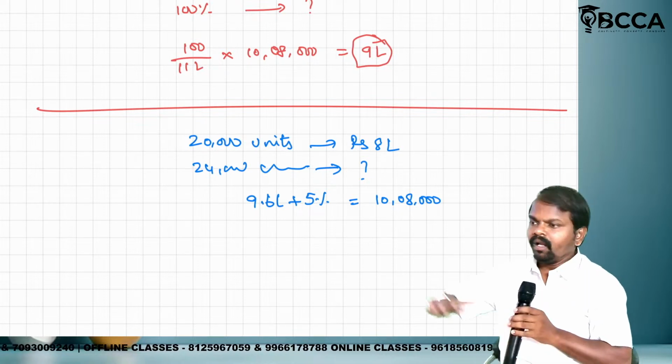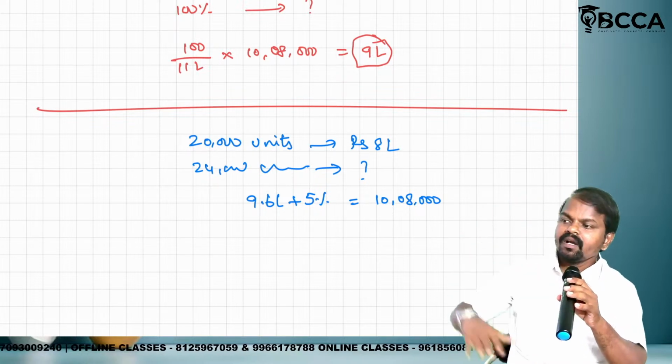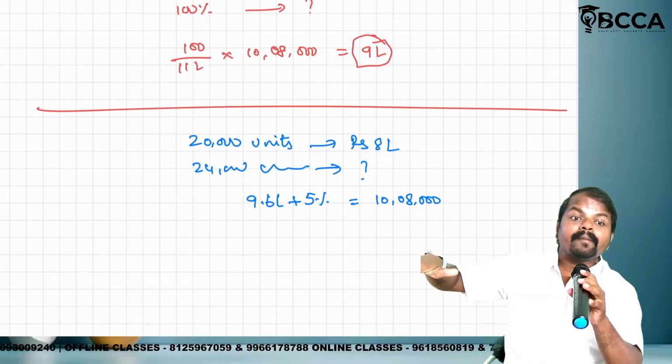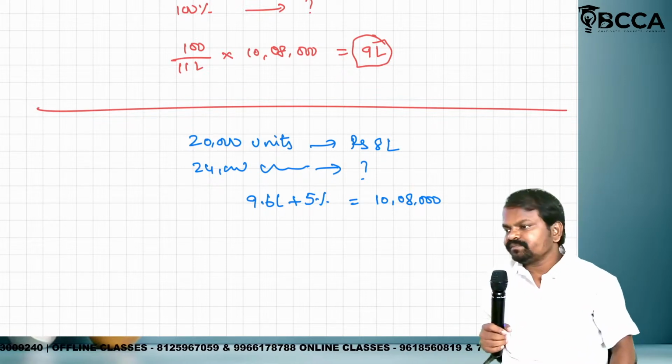Very simple. Last year, this year, output is increased. That is the reason labor rate increased. Compared to last year, this year, labor rate increased by 5%. That is the reason 10,08,000. Clear? Clear?